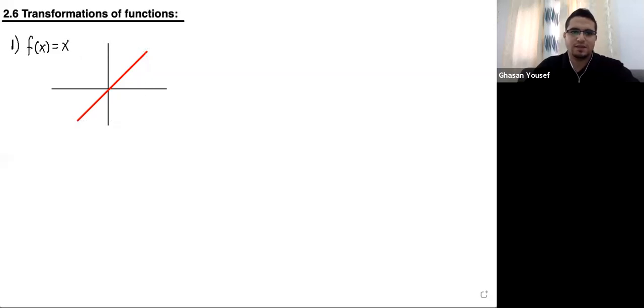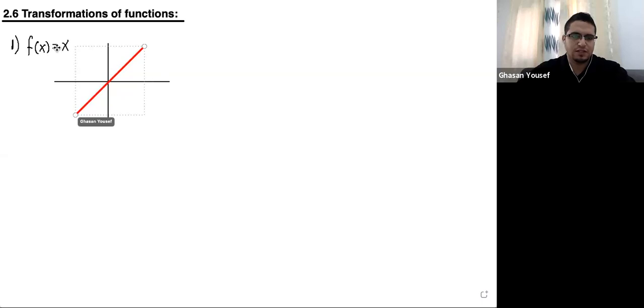This is a basic function. We have to know how to graph this function without plotting points, because our class today is transformation. We're going to graph all functions without plotting points or tables, but by depending on the basic functions, like for example, the first basic function, the linear function f of x equals x.